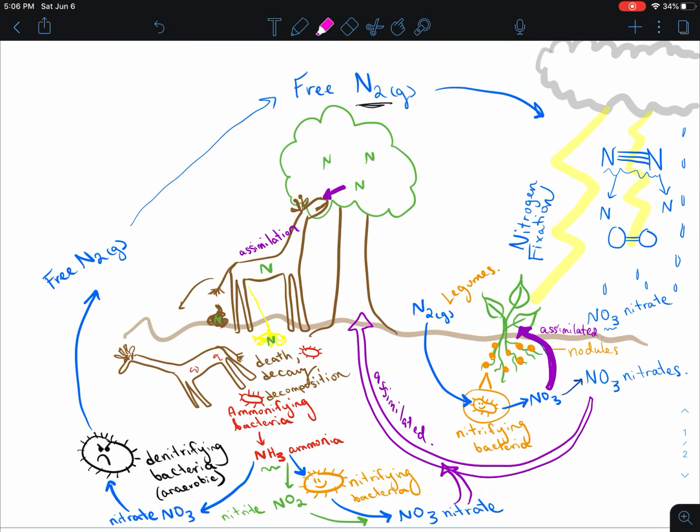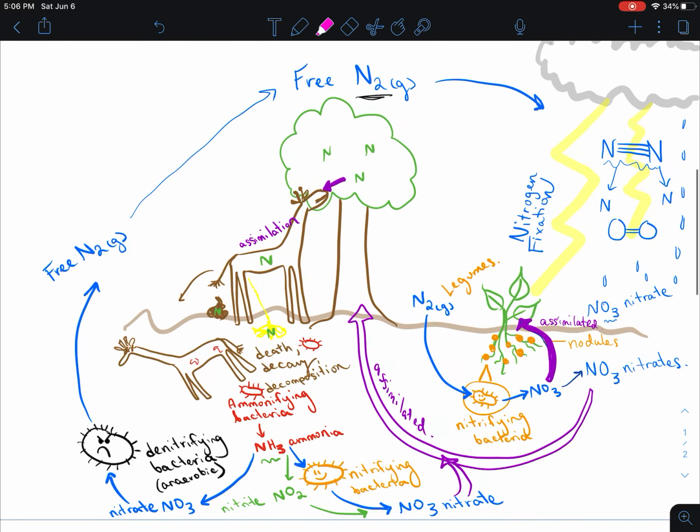So again, some of you are like, oh my gosh, that's way too much that I need to know. The biggest things that I'll point out to you: nitrogen fixation is really important. You need to know that that is turning N2 gas, which is free, into one of the fixed types of nitrogen, so the NO3 nitrate. The other thing you really need to know is that nitrates are the favorite of plants. That's the ideal form that we want to be able to assimilate that nitrogen into the plants, and then it enters the food chain.